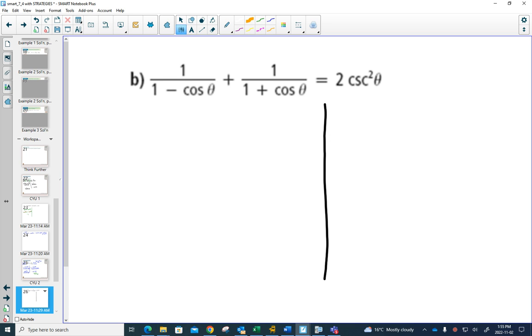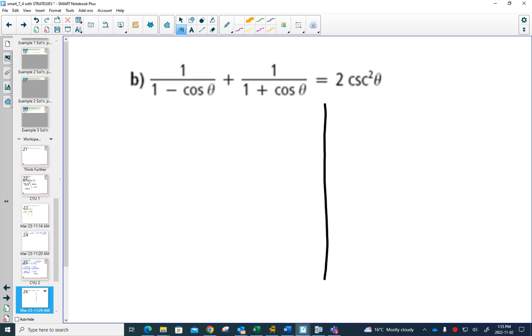Not really, because I don't have any cotangents on this side. So it might work, but it doesn't. Initially, I look at that and I go, it doesn't make it easier, it makes it bigger. So then I go, okay, well, I'm going to try the regular strategy. The regular strategy says change things to sine and cos, and then get a single fraction on both sides.